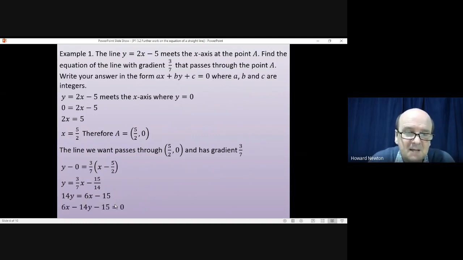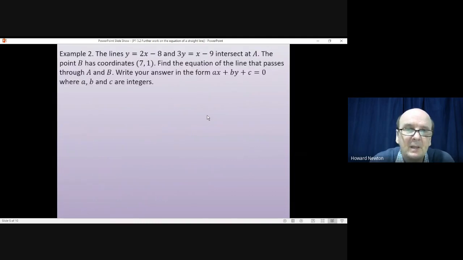And rearranging that gives me 6x minus 14y minus 15 equals 0, which is the form we were asked to write the equation down in. Okay, example 2. The lines y equals 2x minus 8 and 3y equals x minus 9 intersect at A. The point B has coordinates 7, 1.